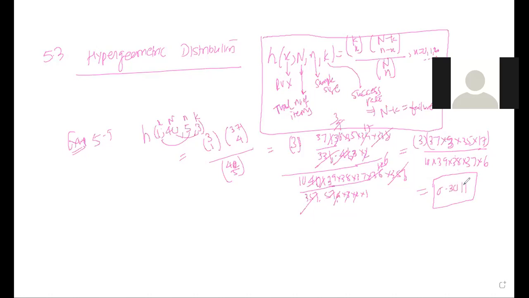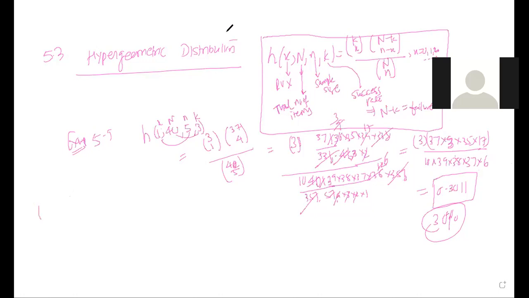Here you are getting 0.3003, that means almost 30%. We say that this plan is not desirable since it detects a bad lot with 3 defectives only about 30% of the time. If you apply this plan, that out of 40 you choose 5, you are getting 3 defectives only about 30% of the time. So this plan is not desirable, this plan is not acceptable.